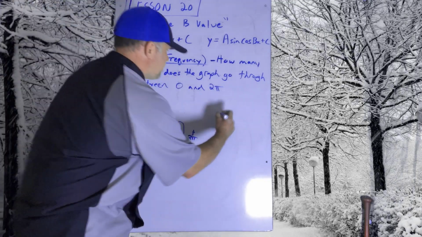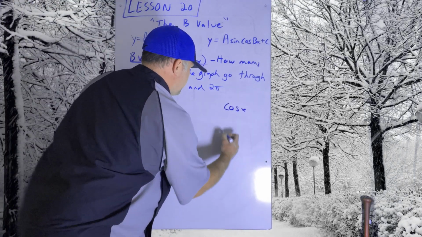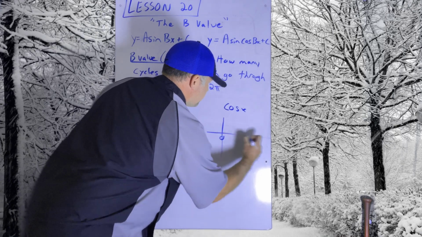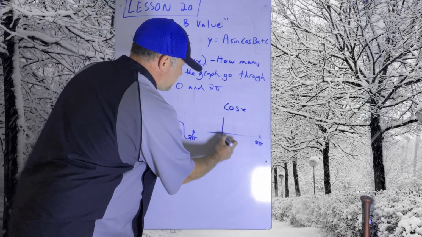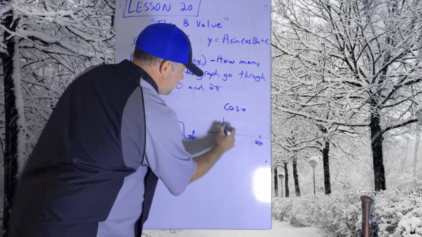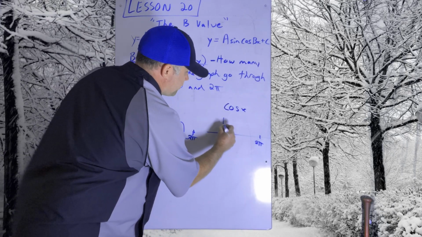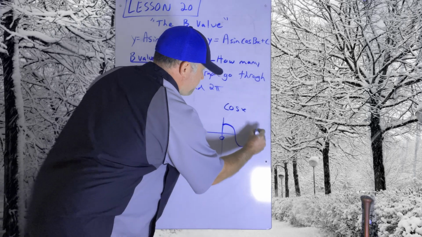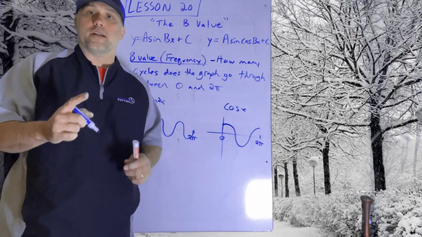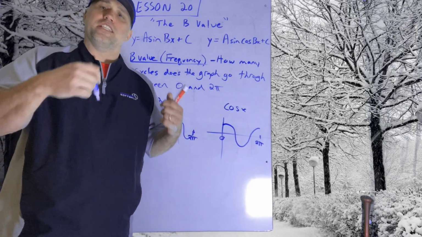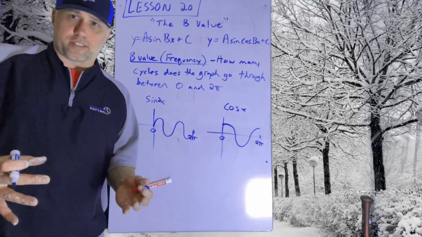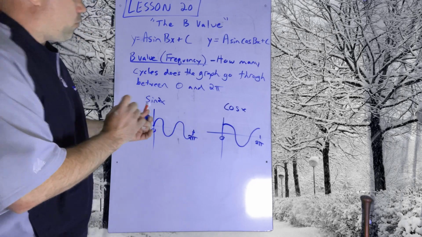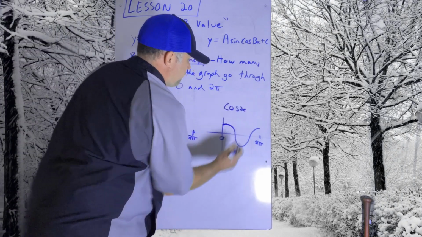Let me show you cosine. A cycle of cosine between 0 and 2 pi, traditionally, without doing anything to any of the values, is going to look like this. It's going to start up here at 1, go down, and finish back at 1. That is one cycle of cosine. So you need to be able to look at a sine graph and a cosine graph and recognize one cycle of it.